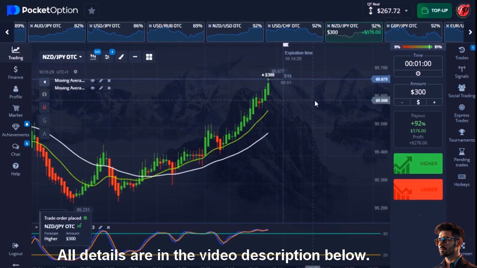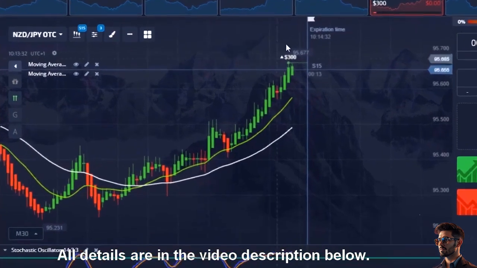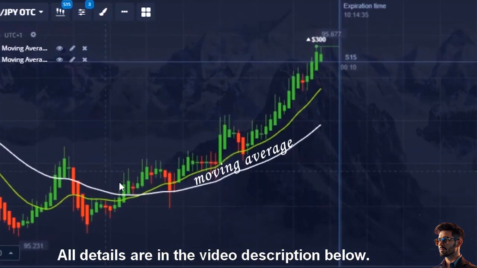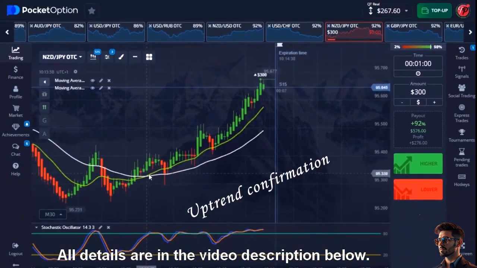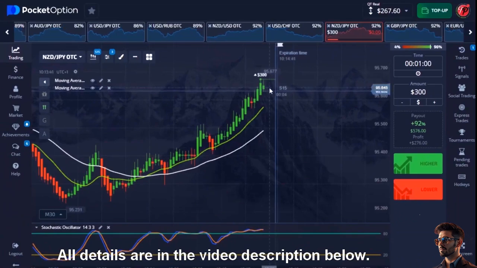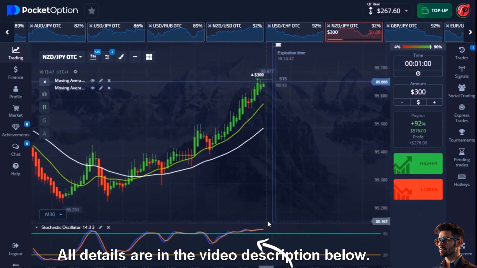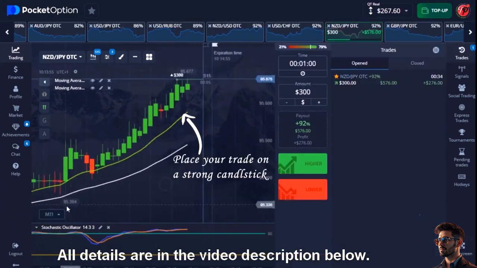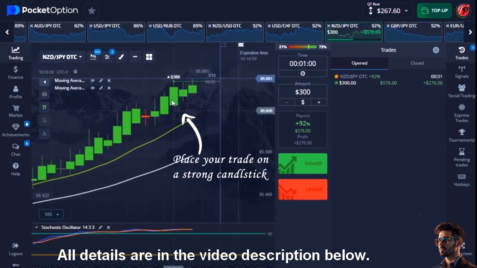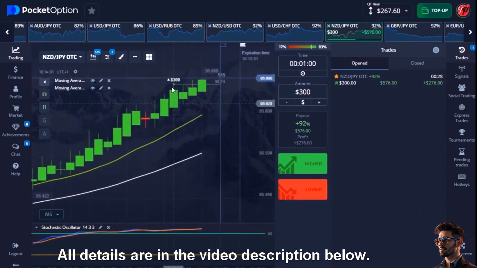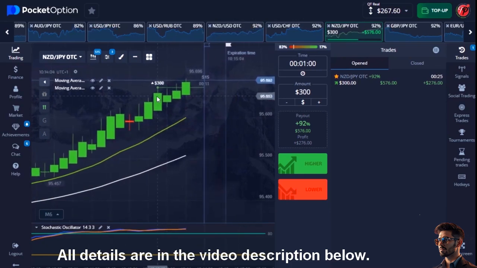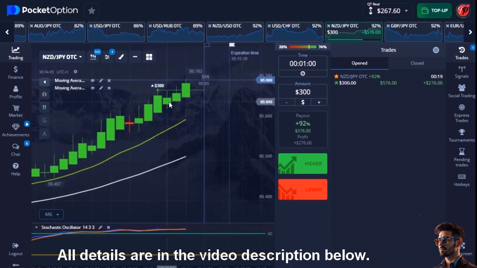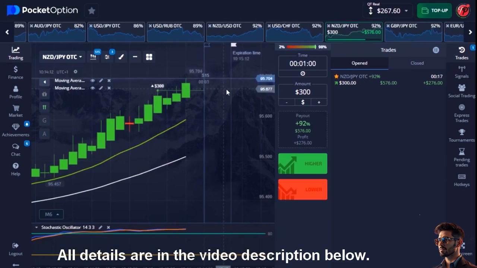So guys, you can see right here, it is actually a very powerful trend. And when you check our moving average, both lines cross each other here, and it has been giving us an uptrend confirmation. The same thing is applicable with my stochastic. You can see that our stochastic has been giving us a very strong confirmation as well. So that's the reason why I placed the trade. Alright, like I just said, always make sure that you are placing your trade on a strong candlestick. You can see this is where I placed my trade, and the candlestick actually gave me an uptrend confirmation. Alright, so you can only know that when you place your trade on a strong candlestick. It's very important, guys.